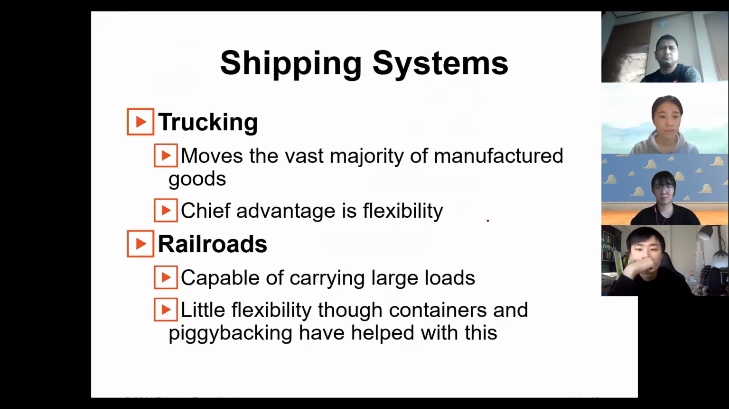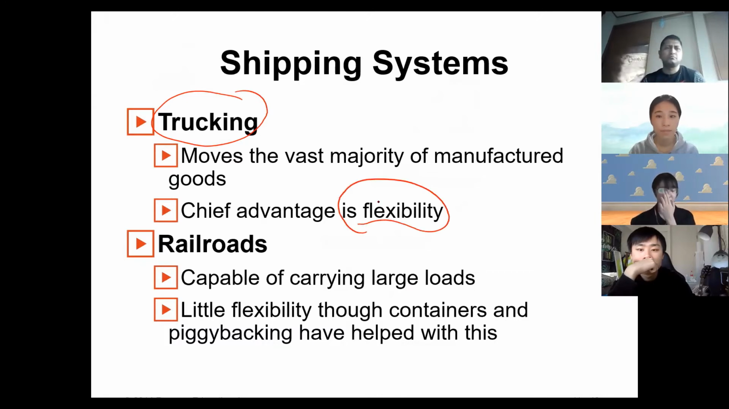So what kind of system is used in logistics? You use trucking. That means you move the vast majority of manufactured goods. In Malaysia, it's very popular. Loads of materials are moved from one point to another. The chief advantage is flexibility. That's why you can transport containers of materials.